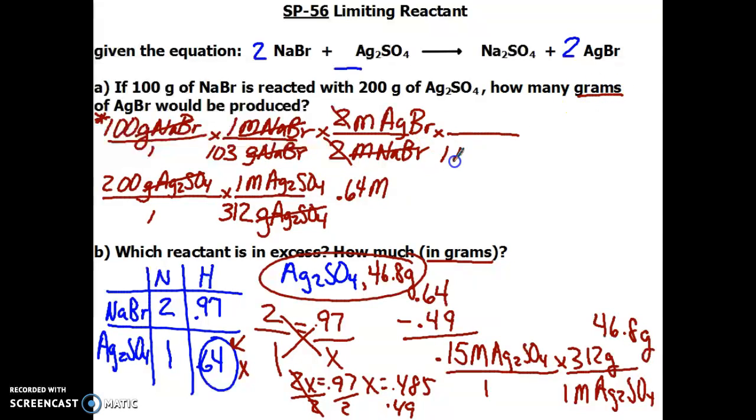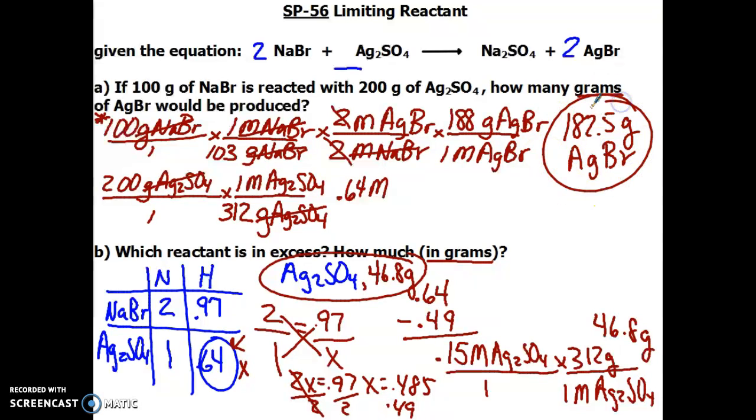So we're going to go with 1 mole of AgBr on bottom, grams of AgBr on top. All right, we've got to find a molar mass. Well, silver is 108, bromine is 80. 80 and 108 would be 188. So now we have what we're looking for, so now it's just a matter of doing the math. So 100 divided by 103 times 188 comes out to 182.5 grams of AgBr. And that's our final answer.